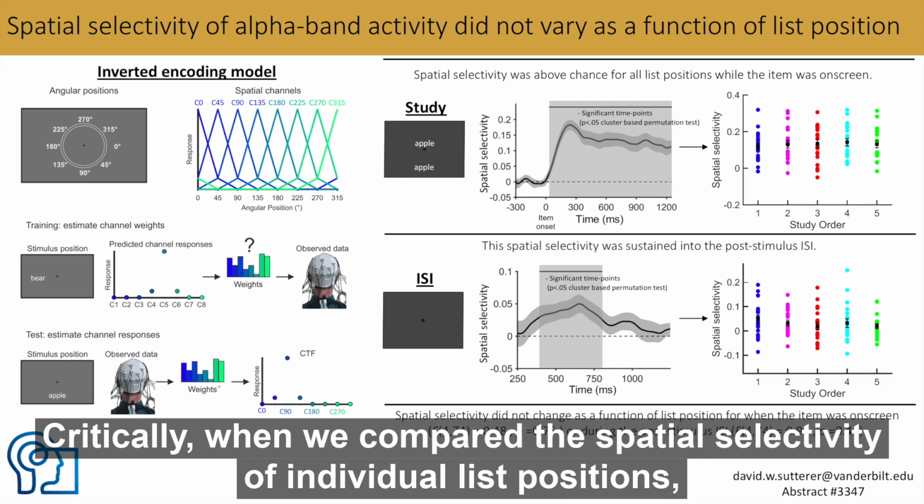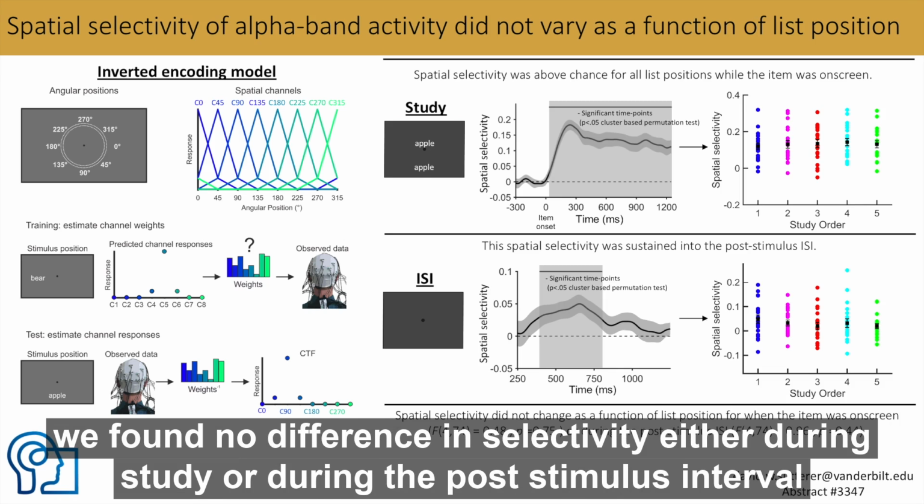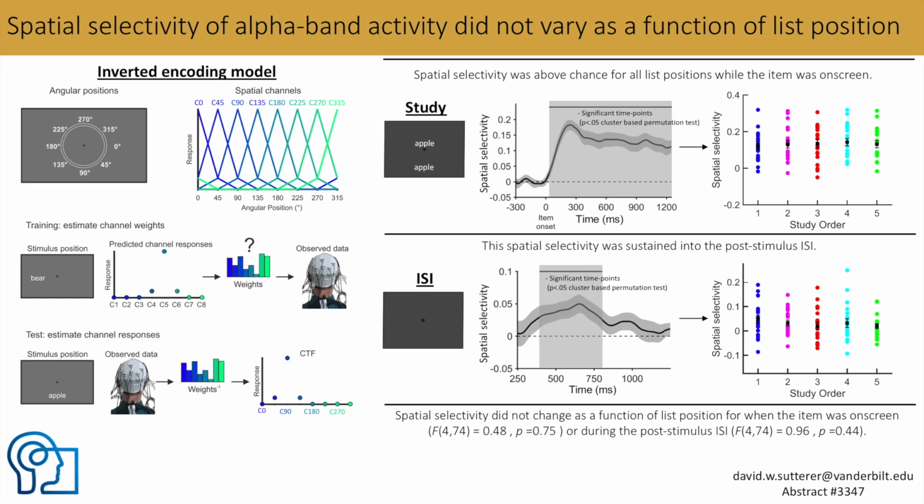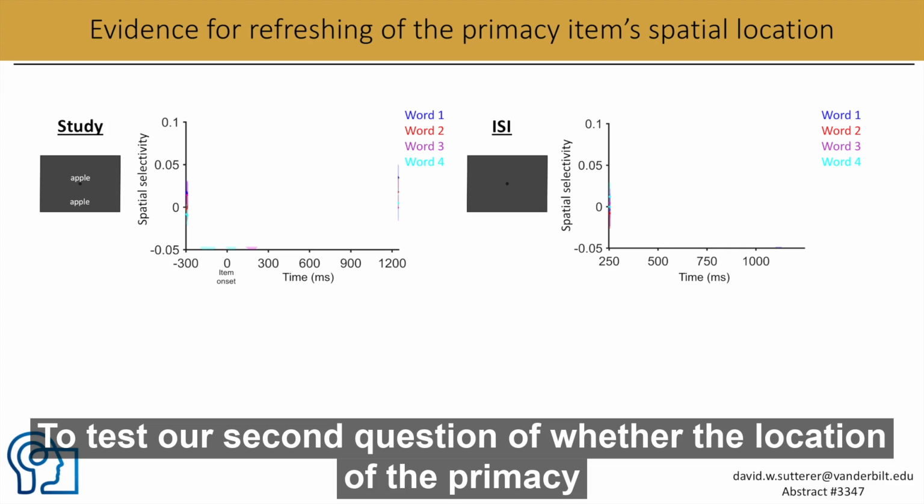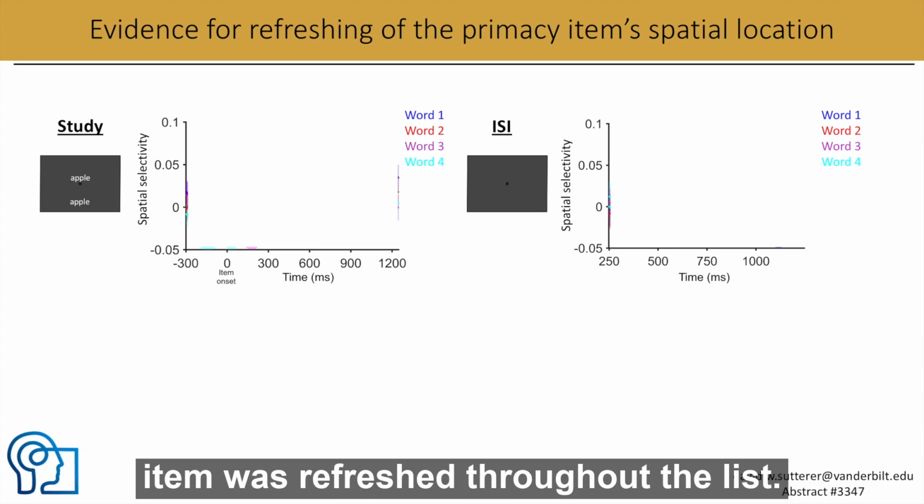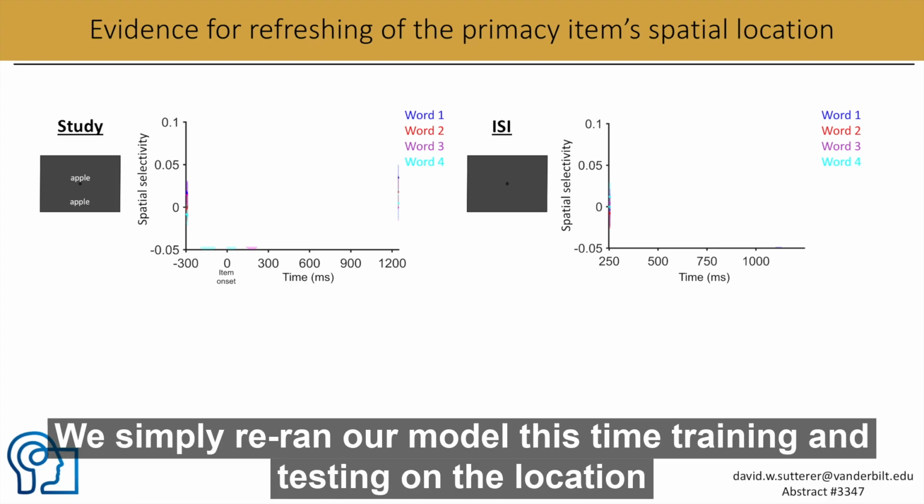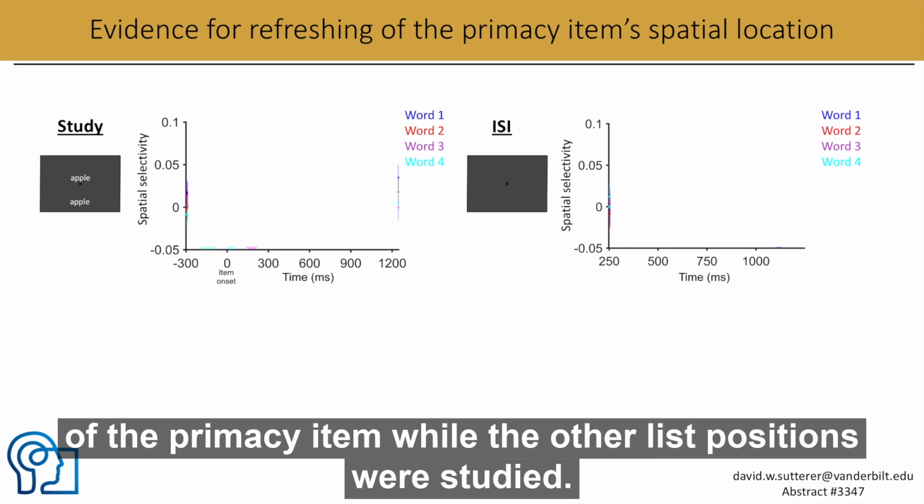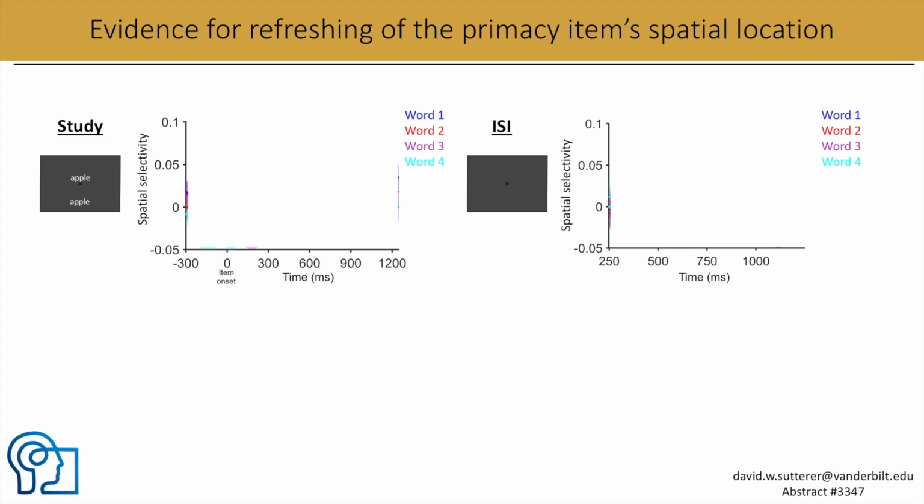Critically, when we compared the spatial selectivity for each individual list position, we found no difference in selectivity either during study or during the post-stimulus interval, showing that the selectivity of alpha band activity was not enhanced for the primacy item. So to test our second question of whether the location of the primacy item was perhaps instead refreshed throughout the list, we simply reran our model, this time training and testing on the location of the primacy item while the other list positions were studied.